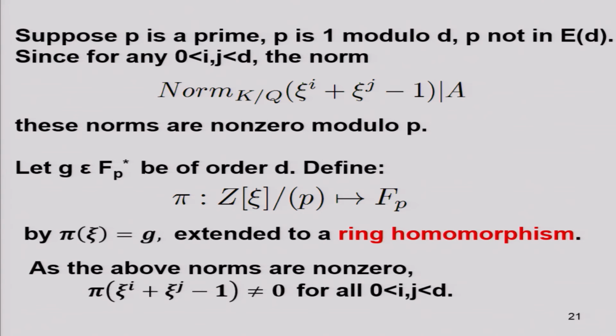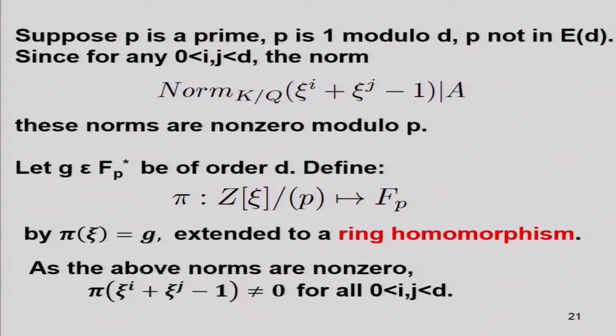And now suppose we have a prime p which is 1 modulo d and is not in ED. So the nice thing is that whenever you take i and j and you look at the norm of xi to the i plus xi to the j minus 1, so it's just this element multiplied by all its conjugates, all the things obtained from it by mapping xi to the r, for r relatively prime to d, this will also be an integer, and it will divide A, because all those things appeared in A. We took the product of all these things. So all these norms are non-zero modulo p.